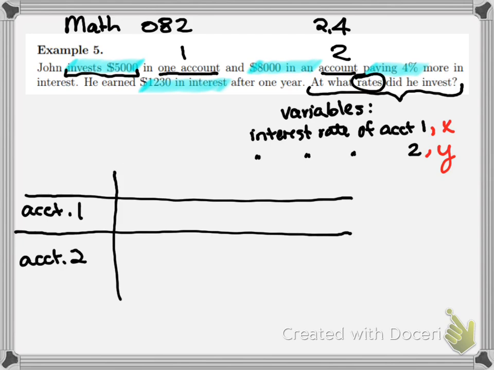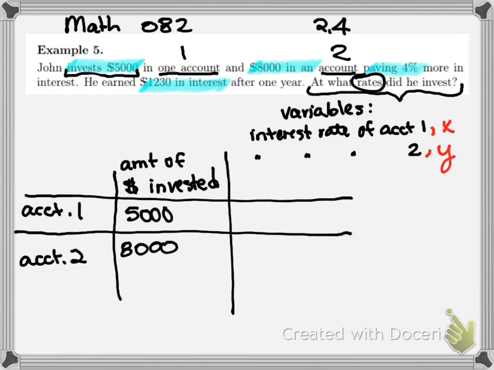Okay, so the first thing we are told is the amount of money that's being invested. Okay, so we know, if we look here, that $5,000 are invested in what we're just calling account 1, right? And then we're told that $8,000 is being invested in the second account. Okay. So then the next thing is the amount of interest. Okay. So that's going to be our second column, the amount of interest.